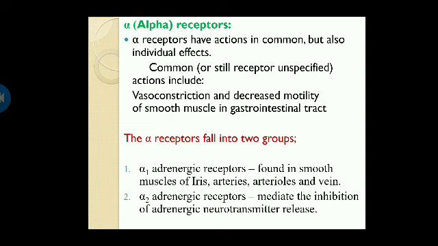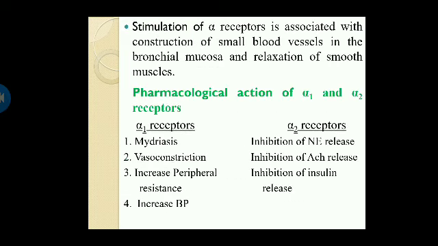Next is alpha 2 adrenergic receptors. These receptors mediate the inhibition of adrenergic neurotransmitter release. Two terms are very important for the pharmacology part: inhibition and stimulation. Inhibition means reducing the action or growth, and stimulation means increasing. So these receptors inhibit adrenergic neurotransmitter release, stopping it.